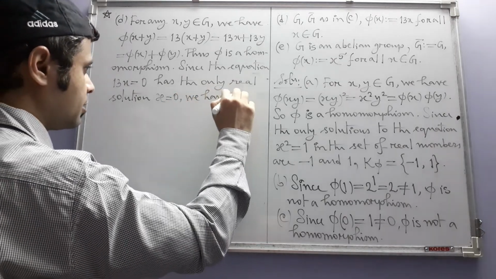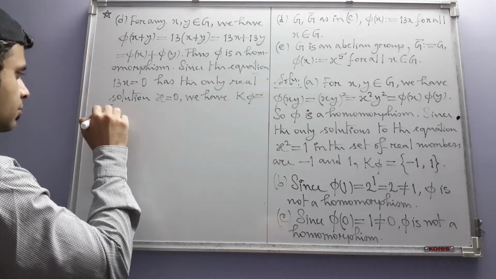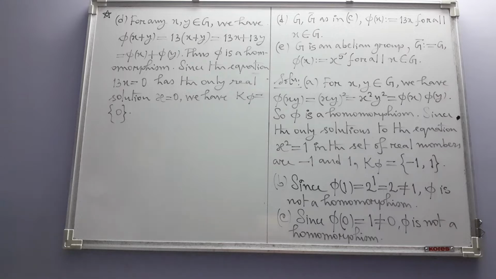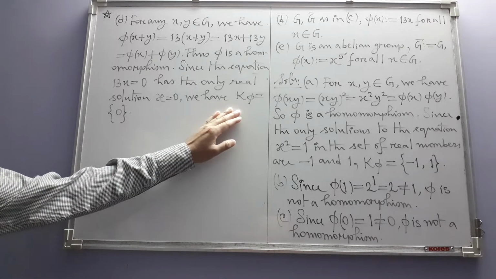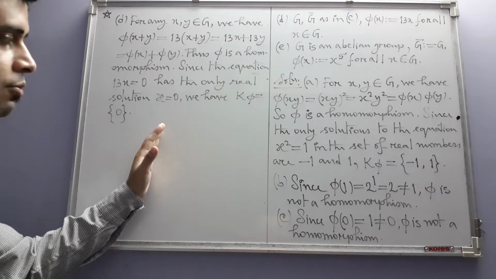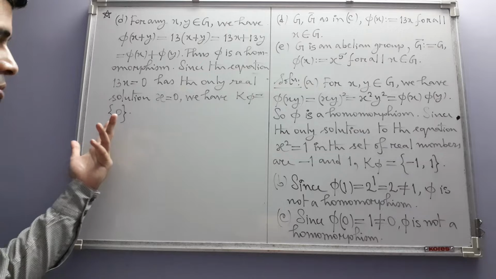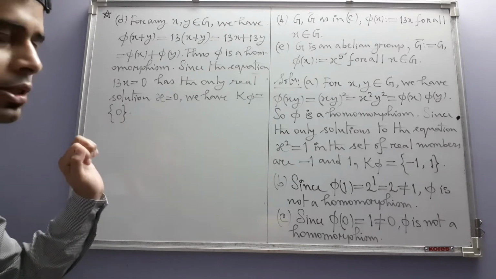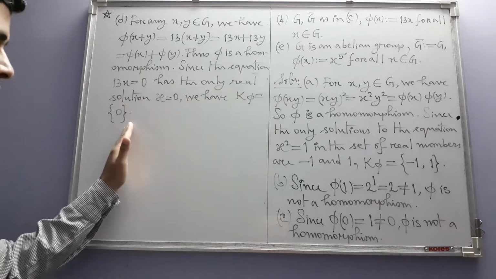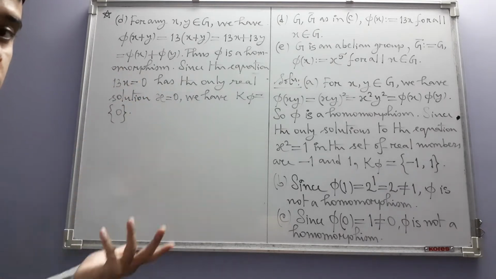We have that the kernel of phi has only the real number 0. So in this case, the kernel is the trivial group in the additive group of real numbers. And this in particular, although we have not been asked to say anything more than this, but still we note that because the kernel is this, the mapping phi is 1 to 1. It's an isomorphism.